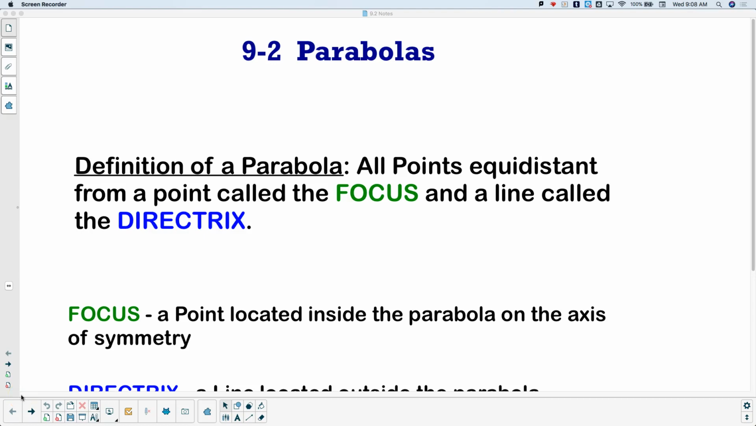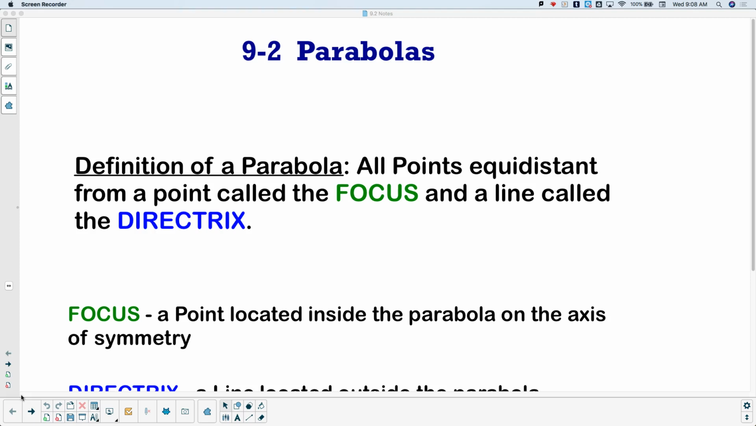So today we're going to start section 9.2. 9.2 is all about parabolas. You've done parabolas before. Okay? We're going to take your current knowledge of parabolas and we're going to expand upon it.